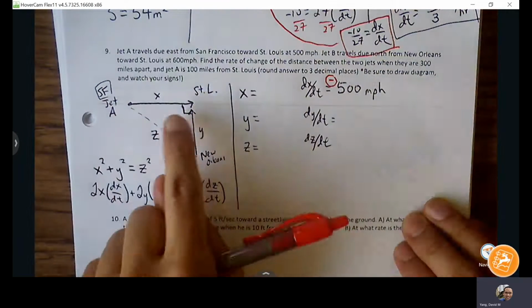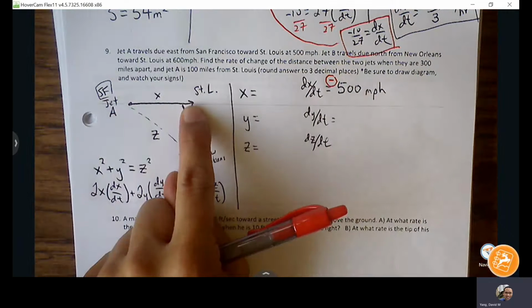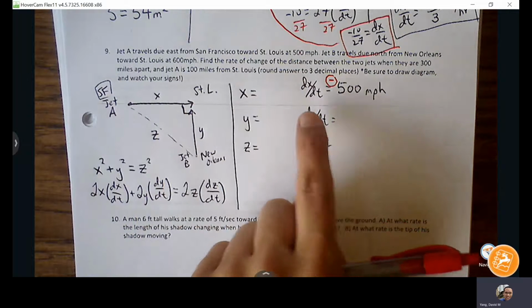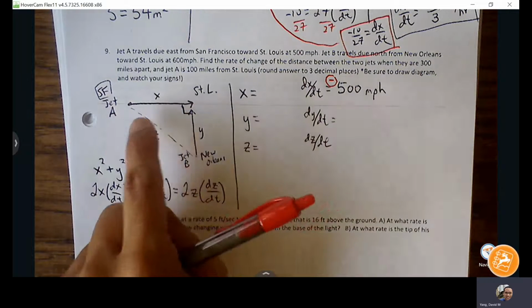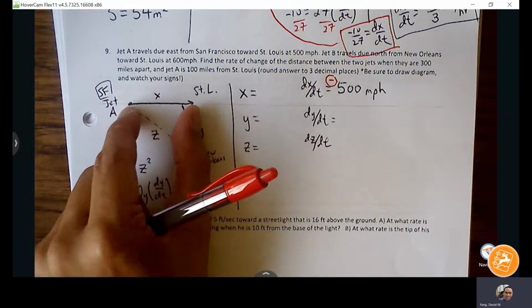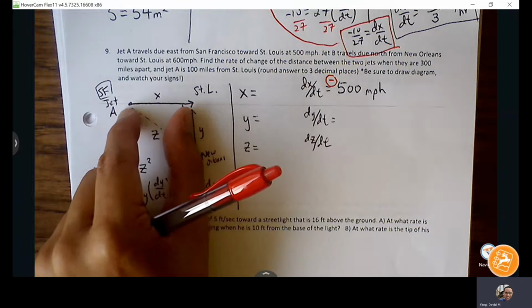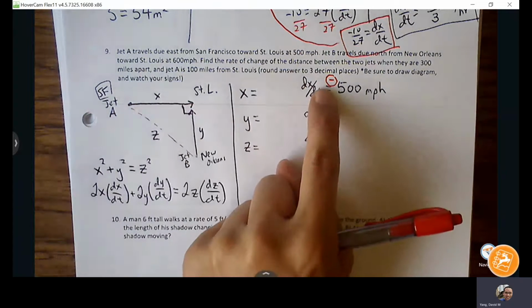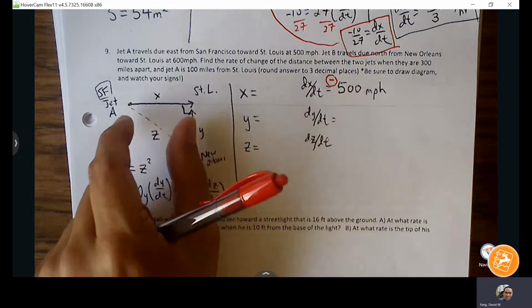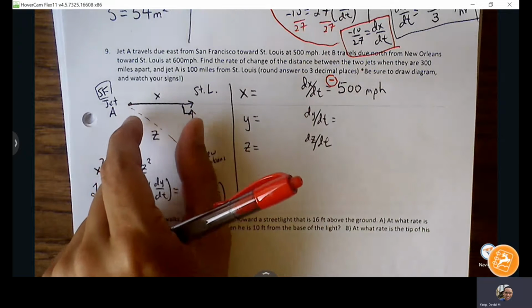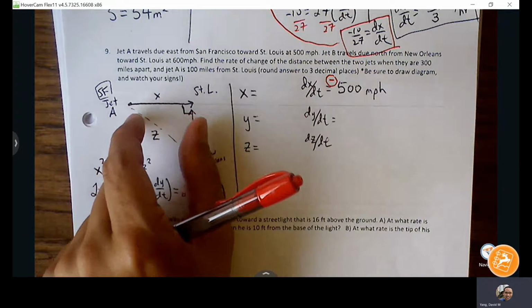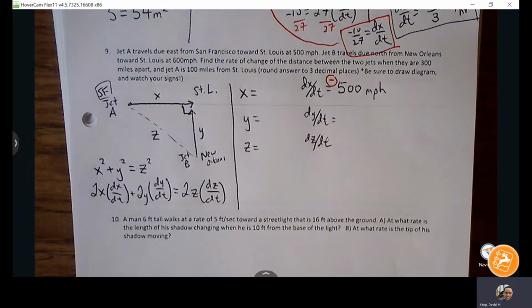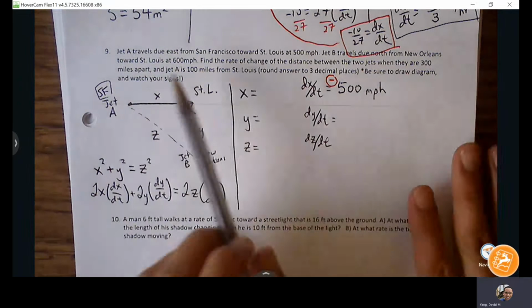The tendency is we think, oh, I'm going to the right, so it's going to be positive, right? That's different. In this problem, we always have to look at the relationship of that length. If you see that length decreasing, you want that rate to be negative. But if you see that distance increasing, then you want that rate to be positive. But in this case, it's decreasing, okay?